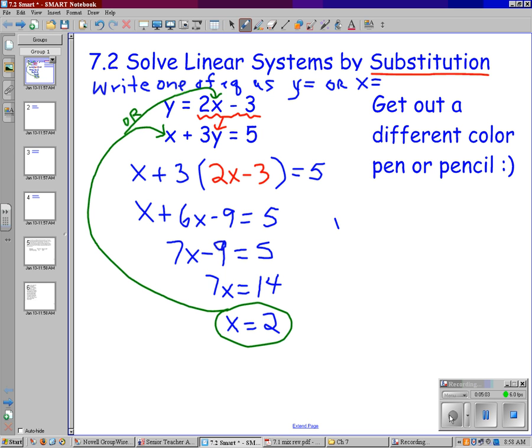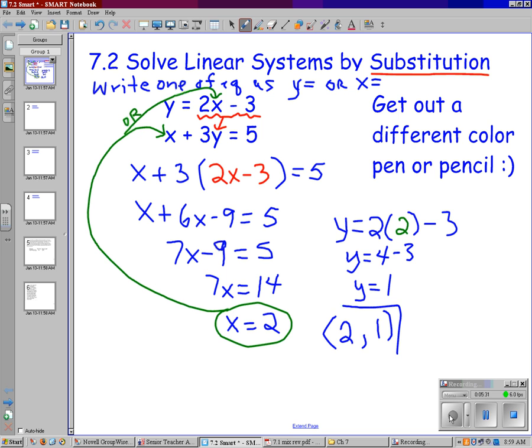If we substitute it into the top one, it's y equals 2 times what x is. So x is 2. What's 2 times 2, class? 4. So I got y equals 4 minus 3. What's 4 minus 3, class? 1. And now I have my other coordinate. So I'm going to write my answer as (2, 1), and I can put a box around it.